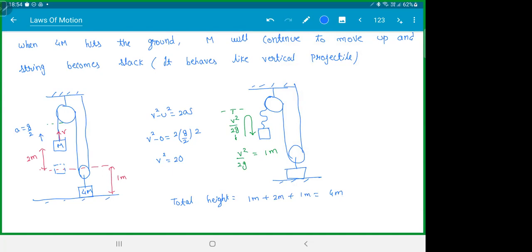Right, Ritu. Is this clear, everyone? Did you get the catch? When the block hits the ground, agreed, it has gone 2 meters up, initially 1 meter to 3 meters, but it won't stop there. It will continue to go up like a projectile, the string becomes loose.